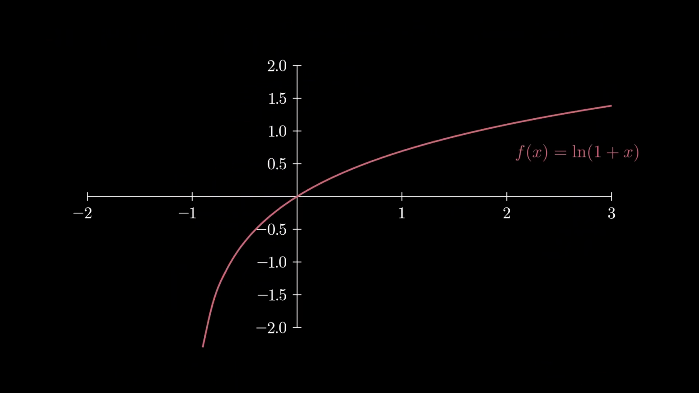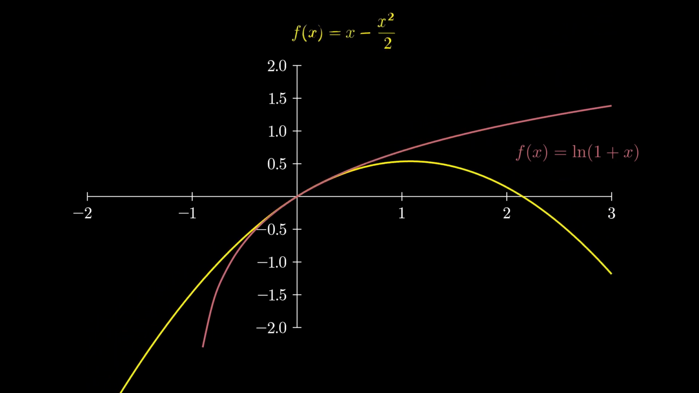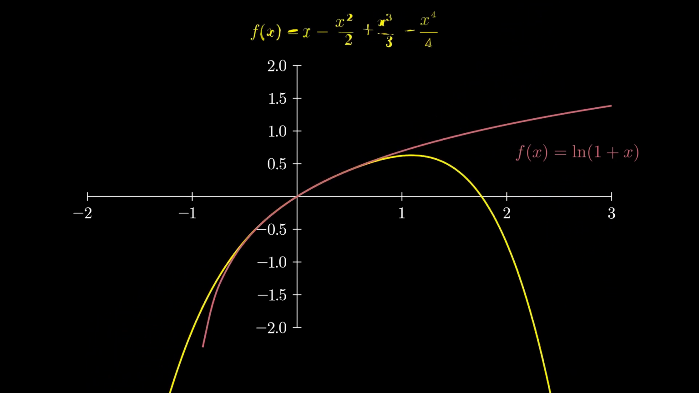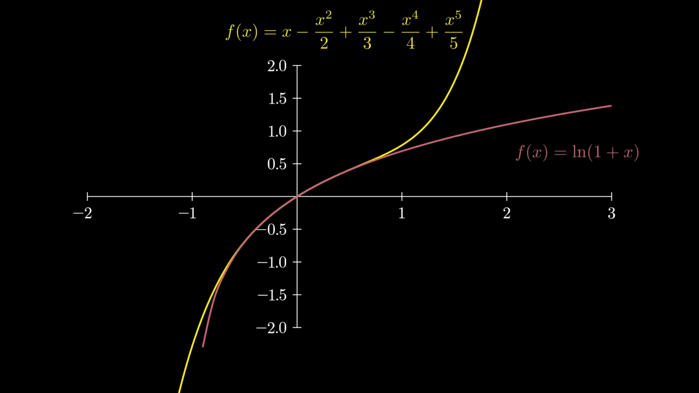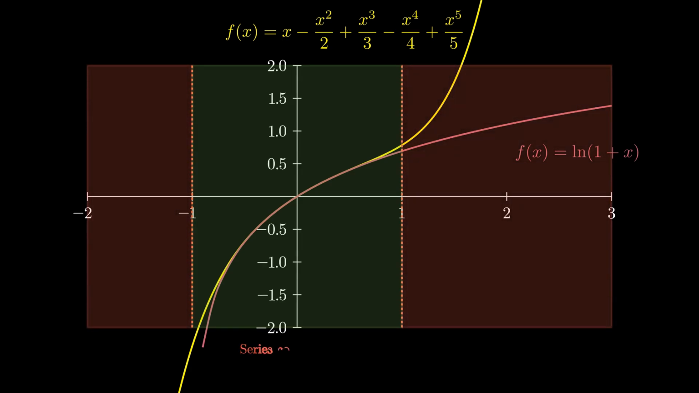Consider the natural logarithm of 1 plus x and its Taylor series around 0. We can clearly see that the Taylor series represents the function accurately only within a certain region. This region is defined by the radius of convergence. It basically tells us how far from the center point we can go before the series stops accurately approximating the function. Beyond that interval, the series may diverge and completely fail to represent the function.